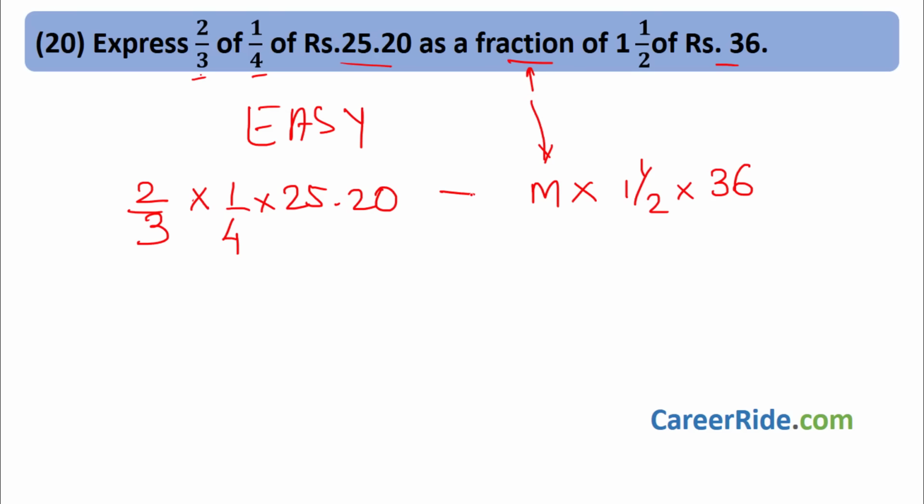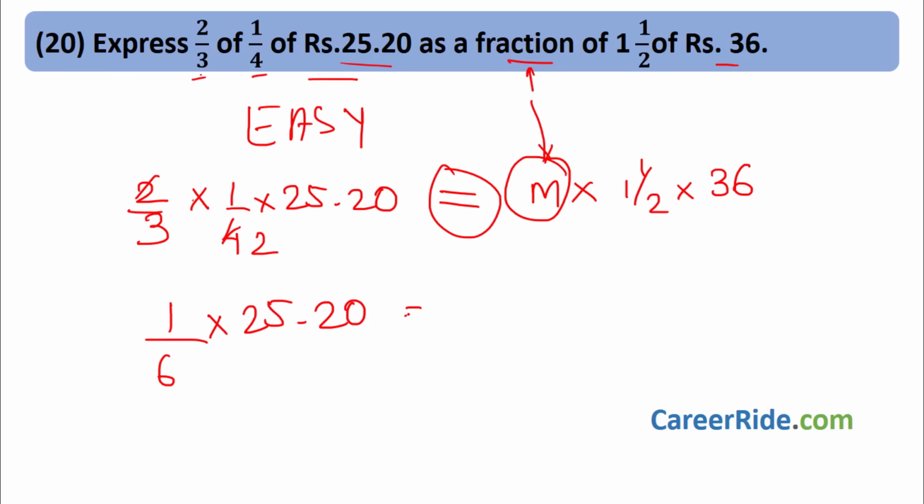Express it means equal to. So we have to make sure that this side is equal to some fraction of 1 by 2 of 36. So we have to find what exactly is the fraction that will make these two sides equal. Let us assume the fraction is M. So what will we have over here? 2 2s are, so 1 by 6 into 25.20 would be equal to M into 2 1s are 2 plus 1 is 3, 3 upon 2 into 36, 2 into 18. So M would be equal to what?